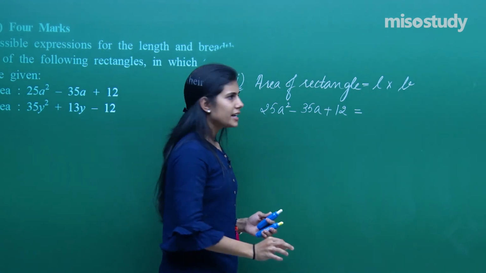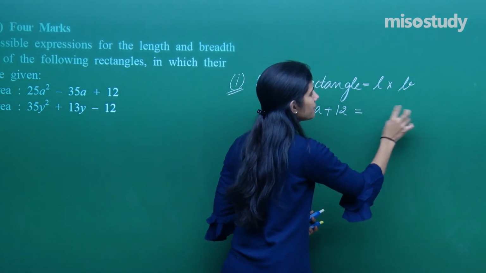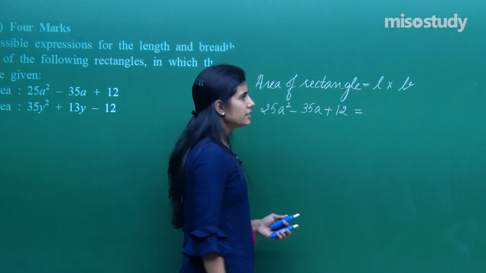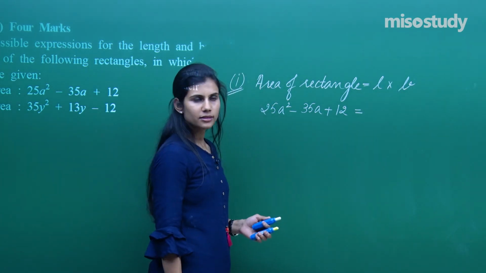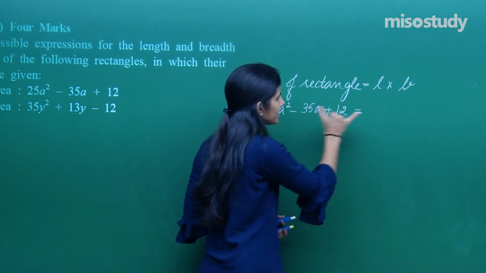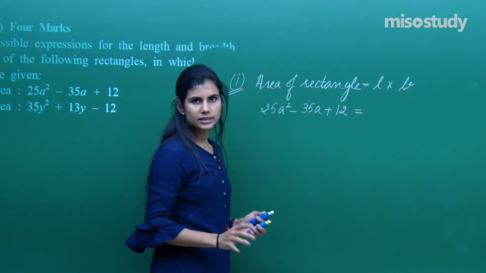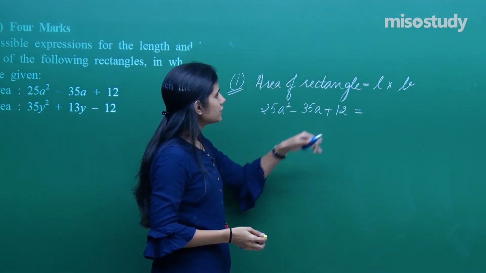If I am able to factorize it as something into something where both these are linear factors, then of course one would be corresponding to my length and one would be corresponding to my breadth. So all I need to do is factorize this into a product of two linear factors. You have 25a square minus 35a plus 12.